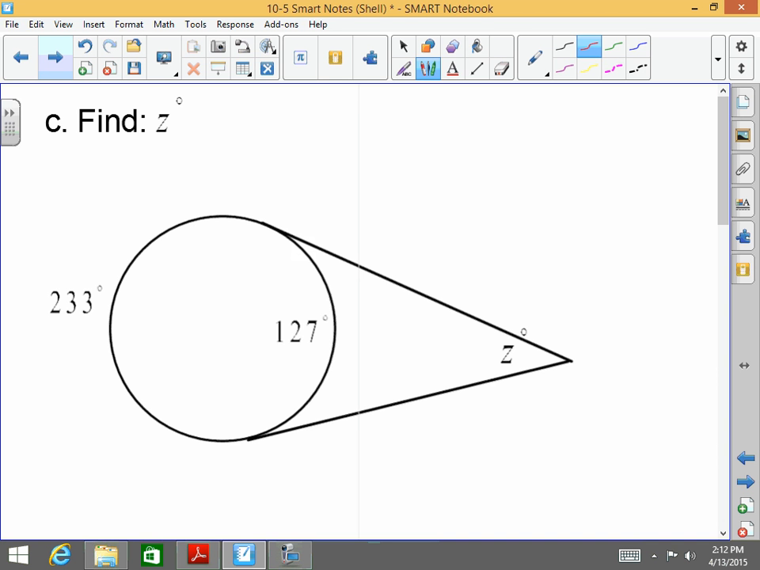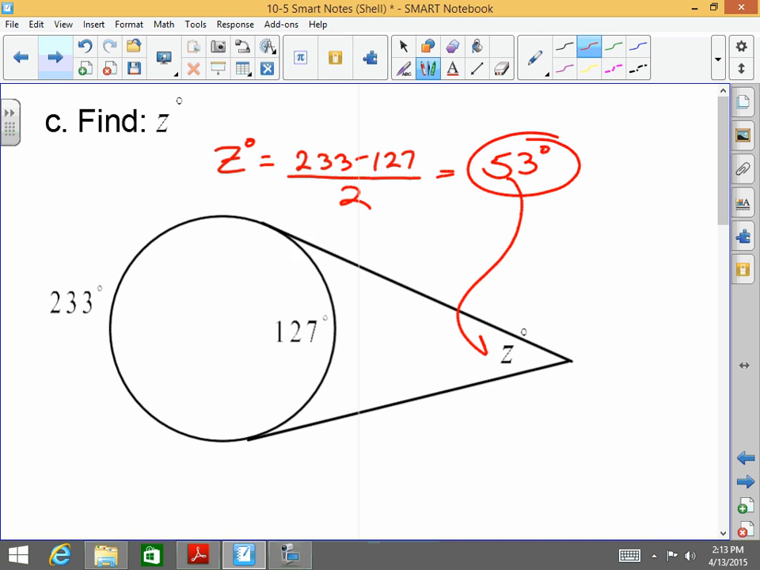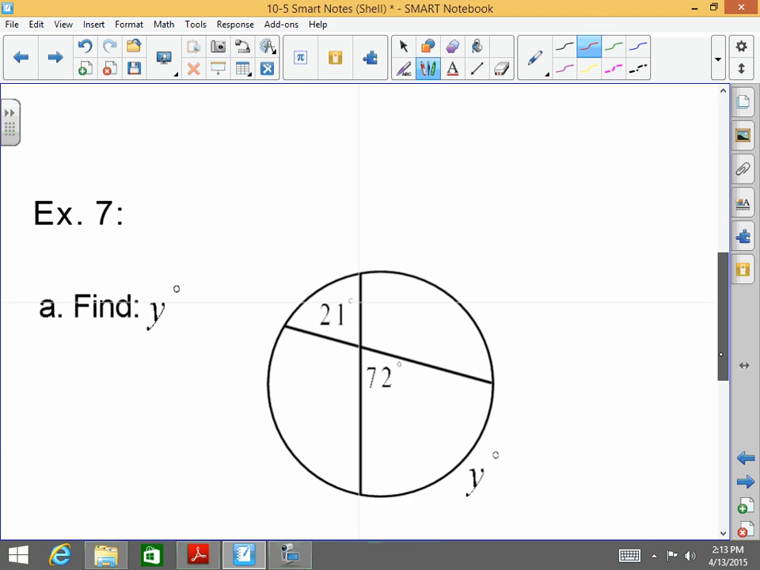Hold on. So angle Z. I want to find what Z is. Z equals 233 minus 127, divided by 2. What's 233 minus 127? 106, divided by 2, 53 degrees is Z. Does that make sense? Questions, comments, concerns? All right. Now, you had a question on this one.